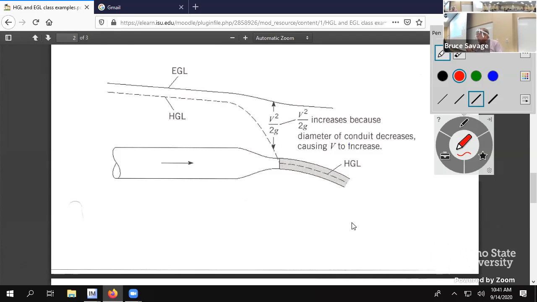All right, constriction. Pretty basic on this. My EGL and my HGL are near each other. They're parallel. And the slope of the line represents the friction loss coming down, right? But then as I get down here and I have a constriction, my HGL changes. Why is my HGL curved rather than being just straight?